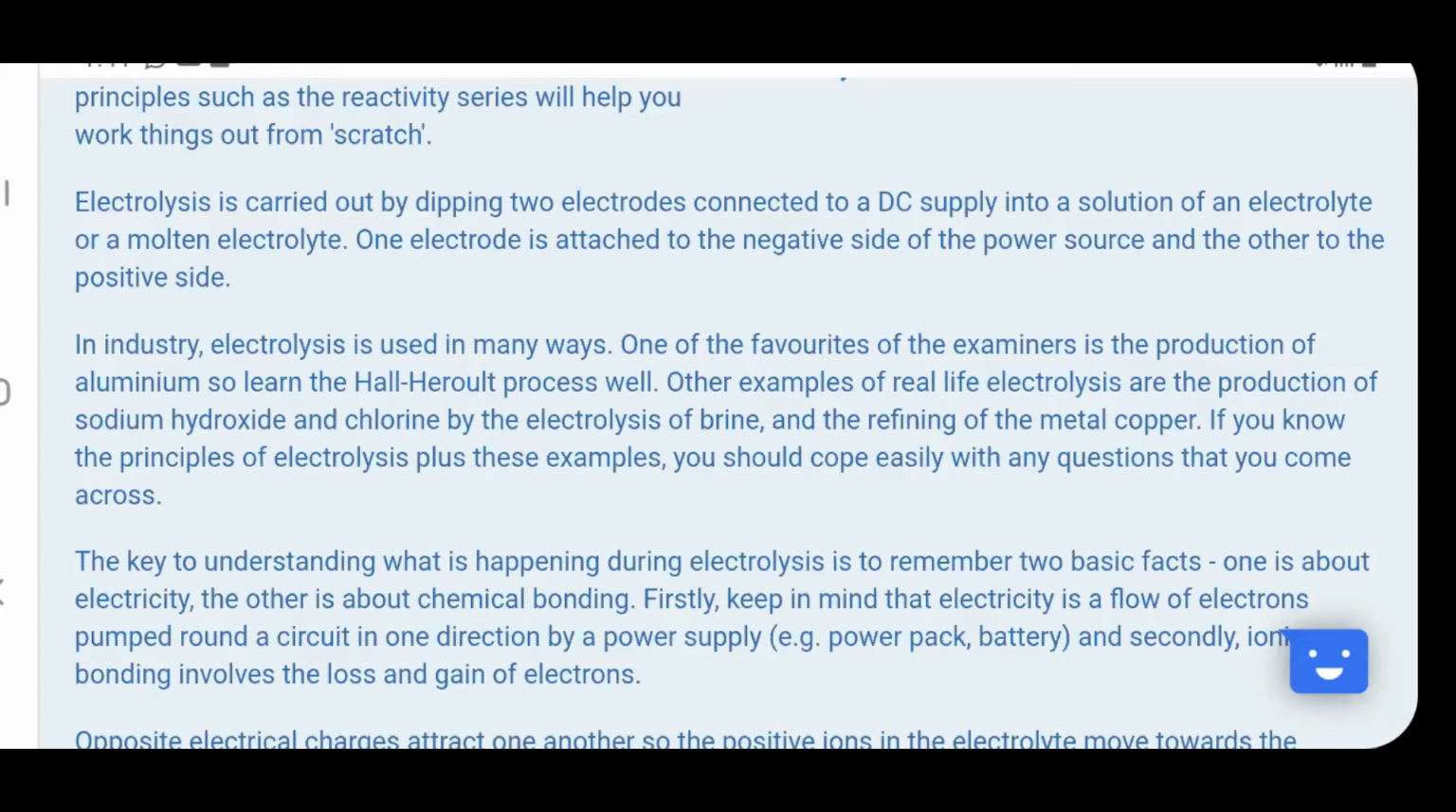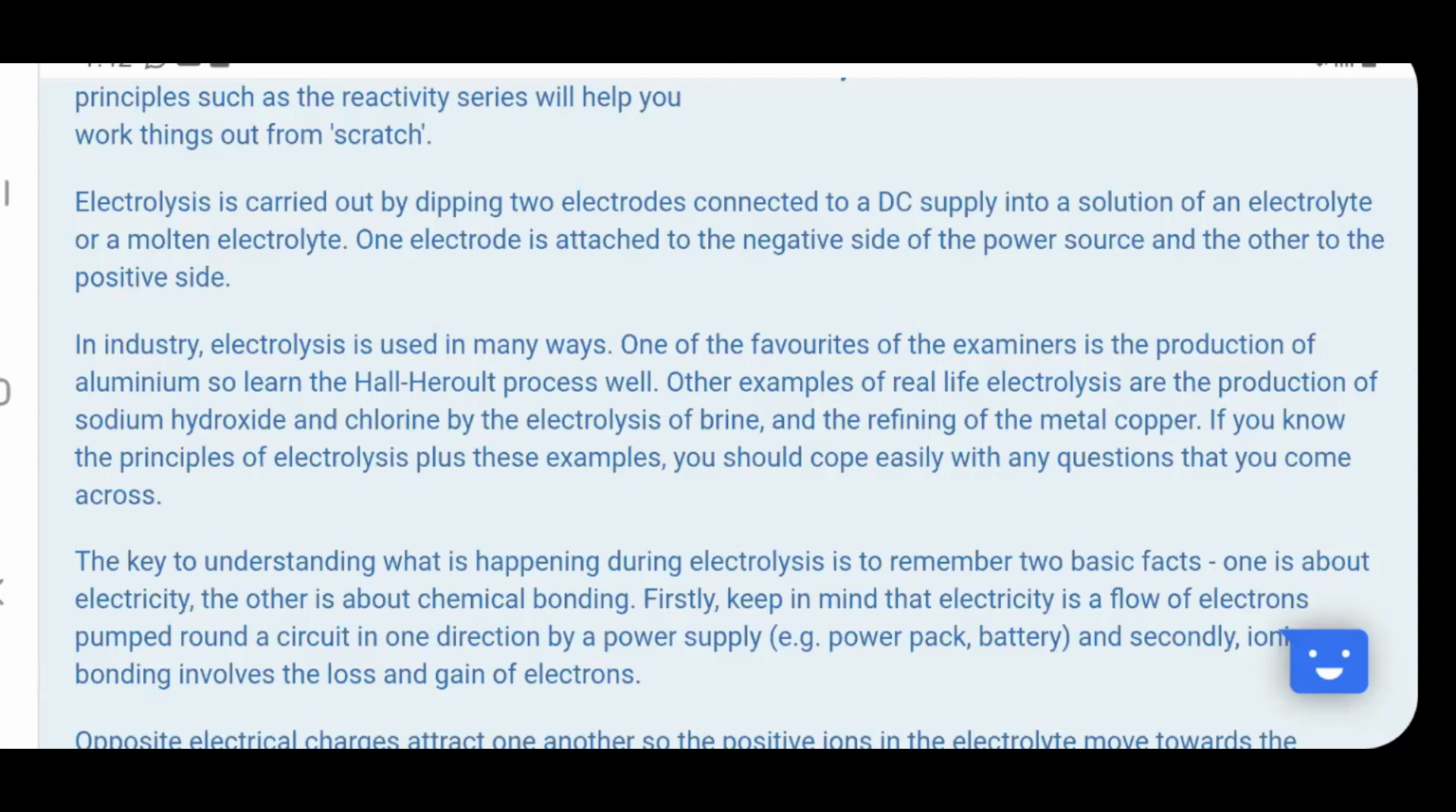If you know the principles of electrolysis, plus these examples, you should cope easily with any question that you come across. In other words, once you understand the concept, once you learn electrolysis, there isn't any problem at all that you will encounter. And I'm going to give you 3 scenarios, right? How to go about understanding, knowing what will form, if it's a concentrated solution, based on if it's a dilute solution, and all these things, right? What will be displaced, what is preferentially displaced, and all these things. 3 rules, right? But let's move on quickly.